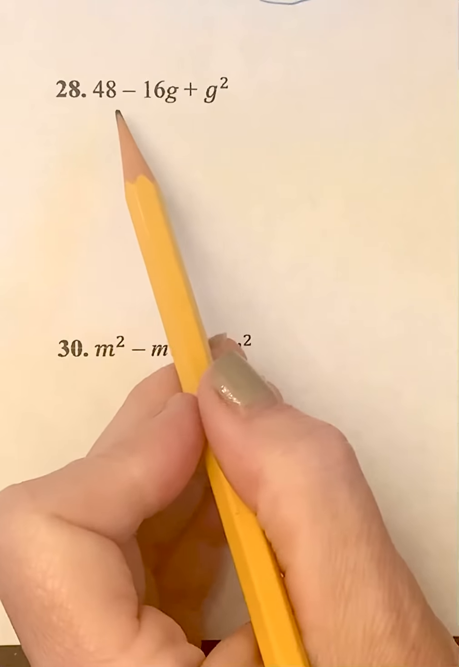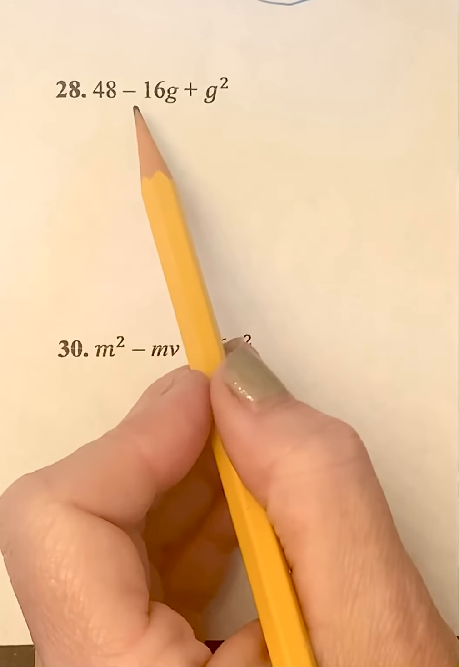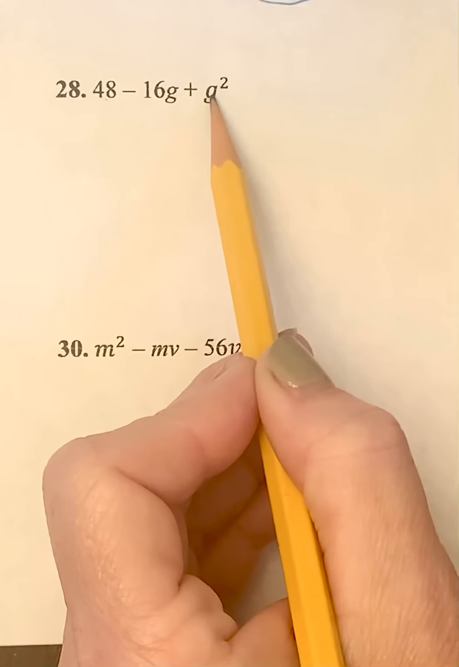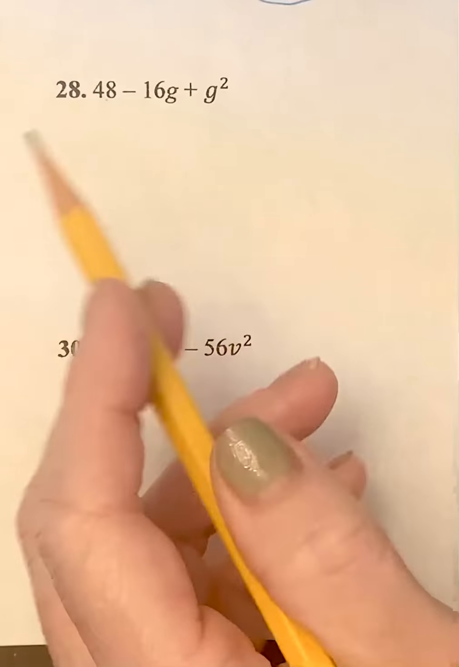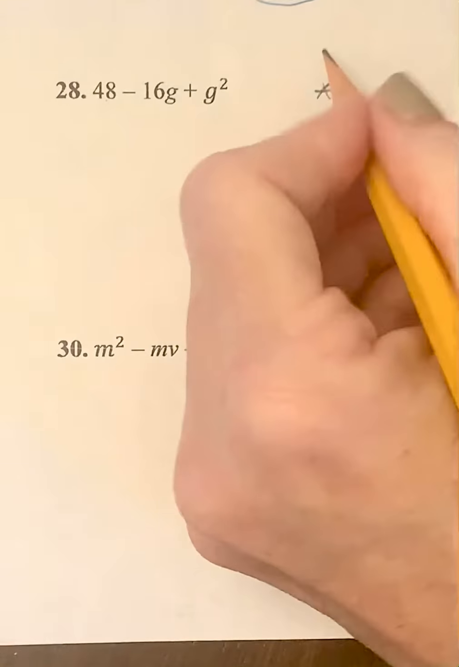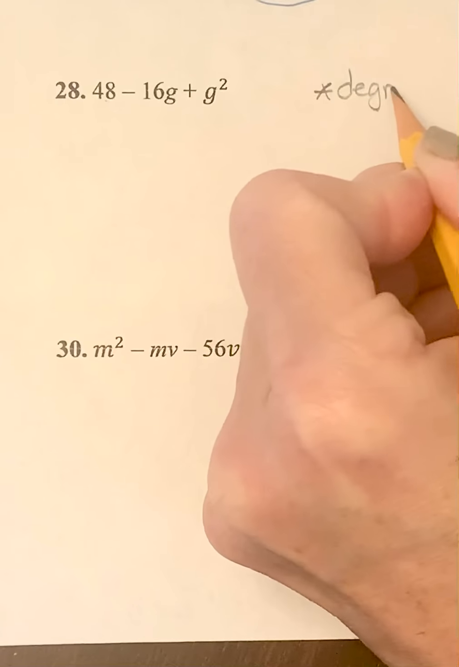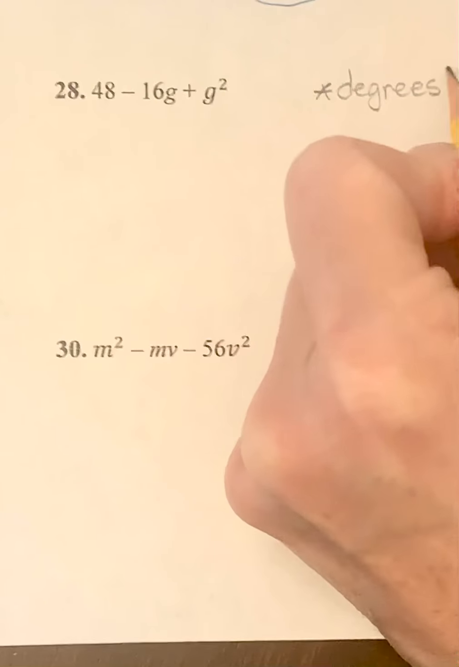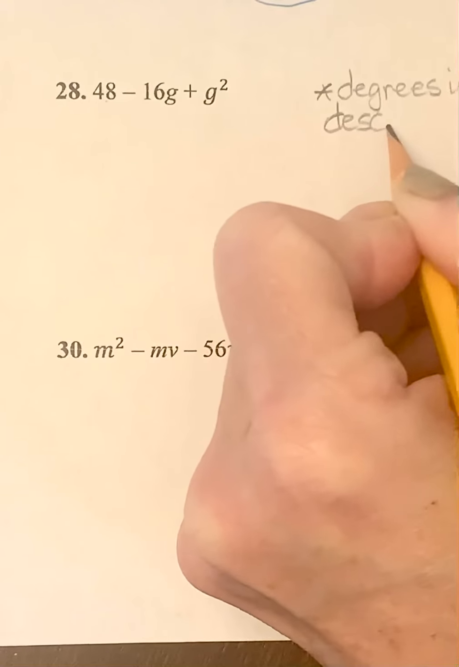For 28, is there a greatest common factor? No. Is it a trinomial? Yes, but it's not in descending order. You have to write the degrees in descending order.